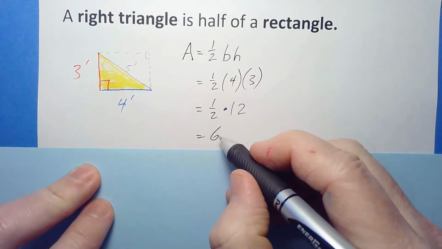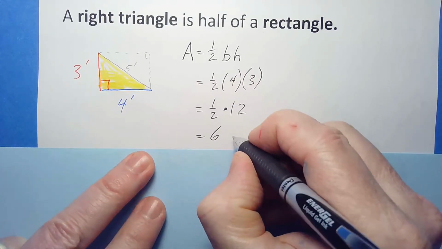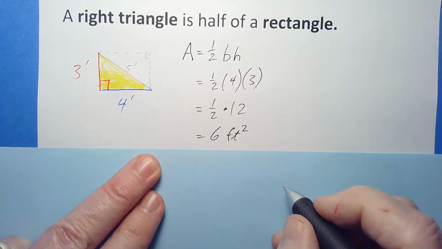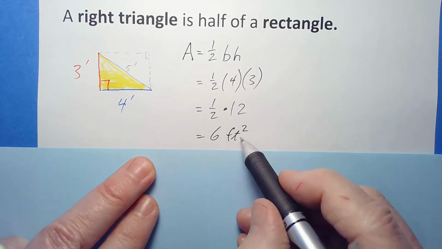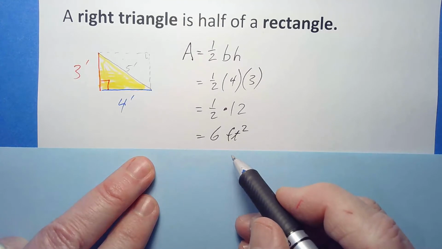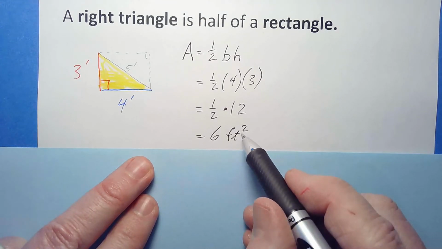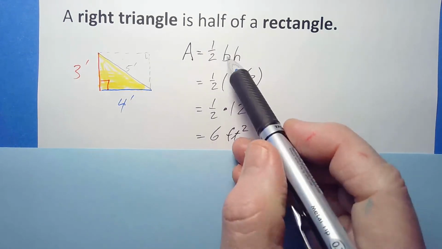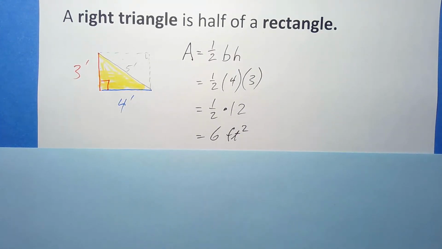Now, I really need to talk about units. This is 6 feet squared. Sometimes we call that square feet. And now we've got ourselves an area, 6 feet squared. Okay. All right. Don't memorize it. Just realize that a right triangle is half of a rectangle.